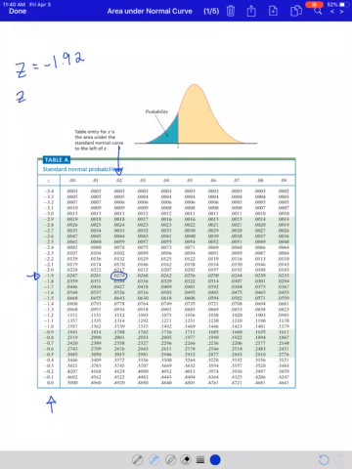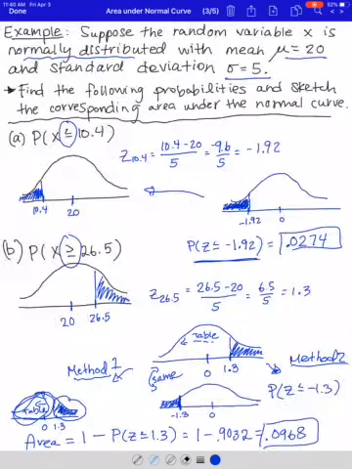So now we want z equal to negative 1.3. So that's this guy here. And we get 0.0968. Oh, and notice that is the same exact answer that I got over here, as they should be the same. In fact, this is a good way to check your work. If you try both methods, you should get the same answer. Okay, let's try the last part of this problem.